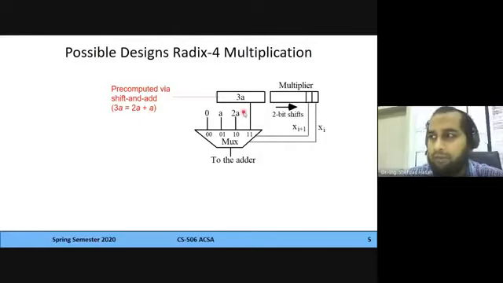So again, we need a register, and in that register, before starting our multiplication, whatever multiplicand we have, we are going to shift it to the left once, and then add it with its own value, so that this becomes 3a.